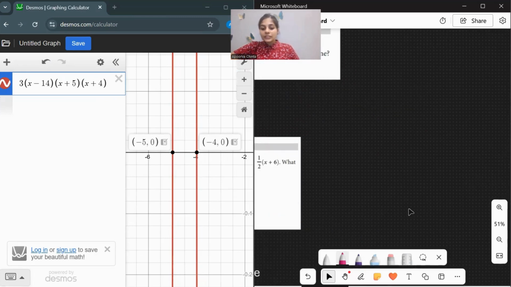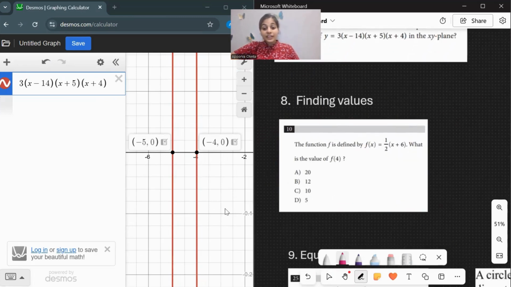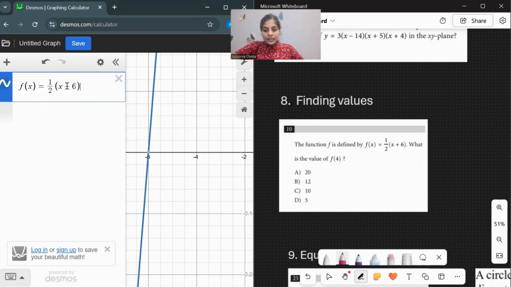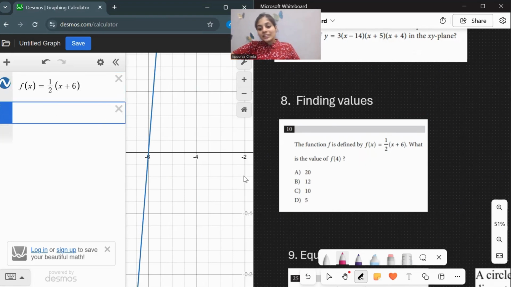Now, the next type which we have is finding out the values. The question says the function f is defined by f of x. So I'll just put f of x equals 1 over 2 multiplied by x plus 6, and then we have to find out what is f of 4. So we just need to plug in the value of x as 4. So I can just find out f of 4.